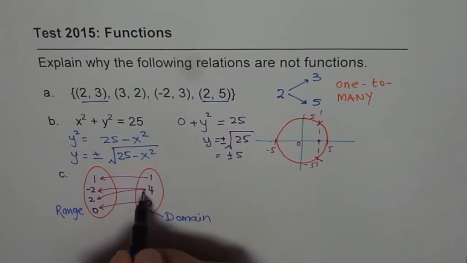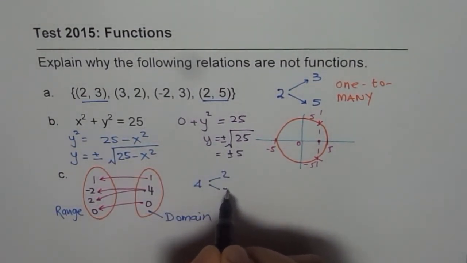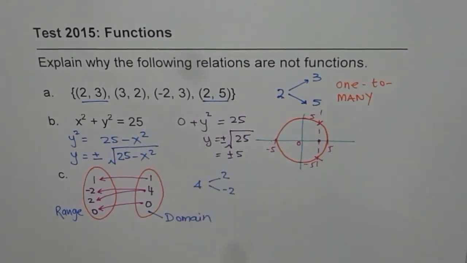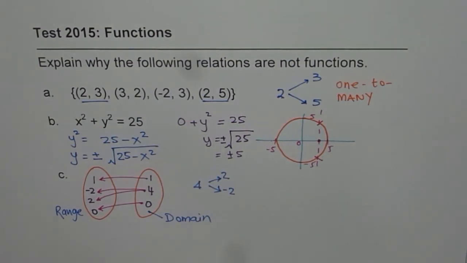So we find that 4 is associated with +2 and -2, two values. And therefore, this relation is also not a function. Do you understand? So that is how we can explain them. It's very important to explain why the relations are not functions. I hope with this example, this concept is clear. Thank you and all the best.